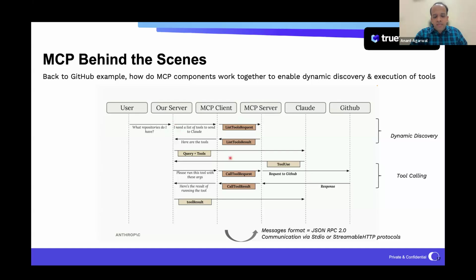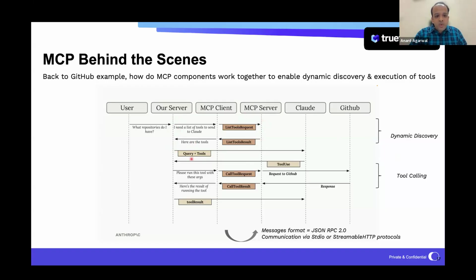Now notice that this is a dynamic discovery, and earlier what would have happened is we would have actually mentioned that these are the tools available to the LLM directly, right? So there would not have been this dynamic discovery phase if MCP were not there.